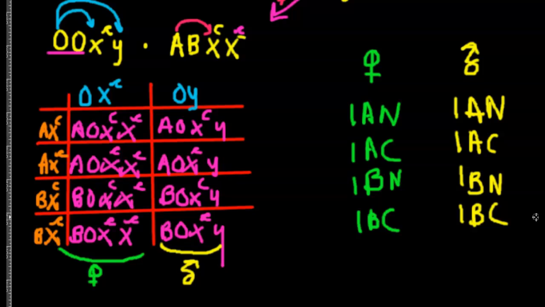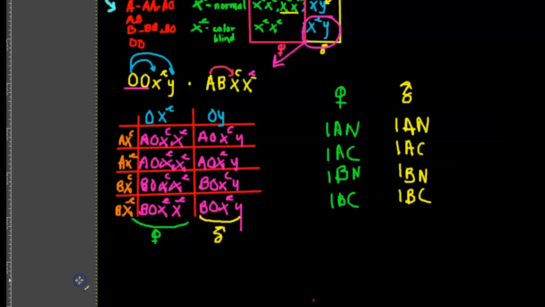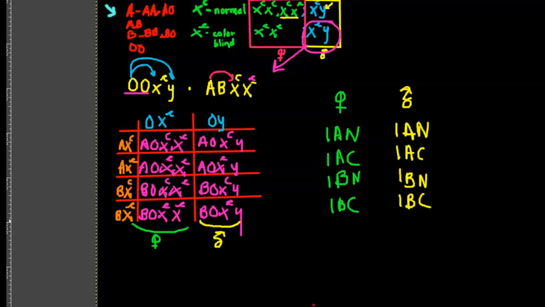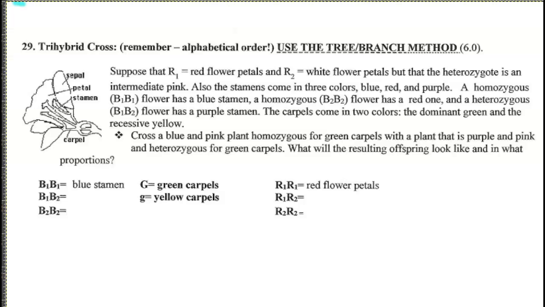Now we're just going to do the trihybrid and then we'll be done. Let me make it smaller so in case you want to take a picture of it. The whole thing there. There you go, in case you want to take a picture. Onto the trihybrid. Whenever you do a trihybrid, we're always going to be using this method. Always.